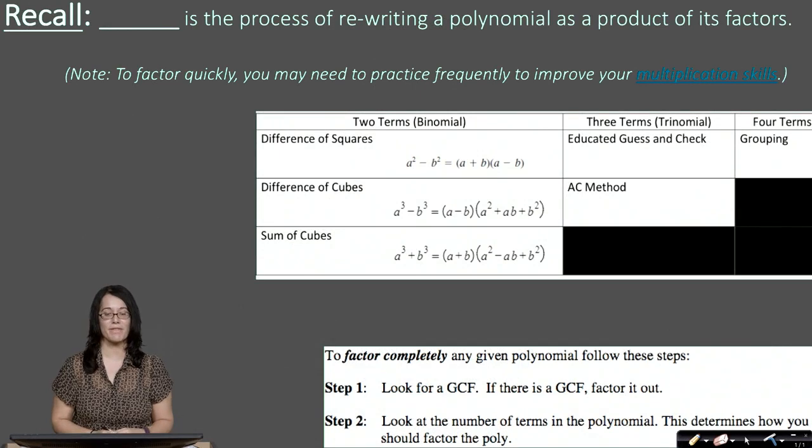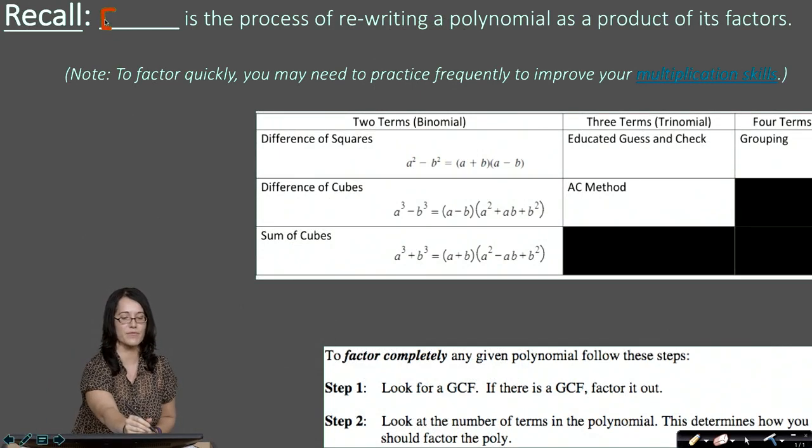Hello, in this video we continue discussing factoring. Today we talk about trinomials and some special binomials. Let's get started. Recall that factoring was the process of rewriting polynomials as a product of its factors.